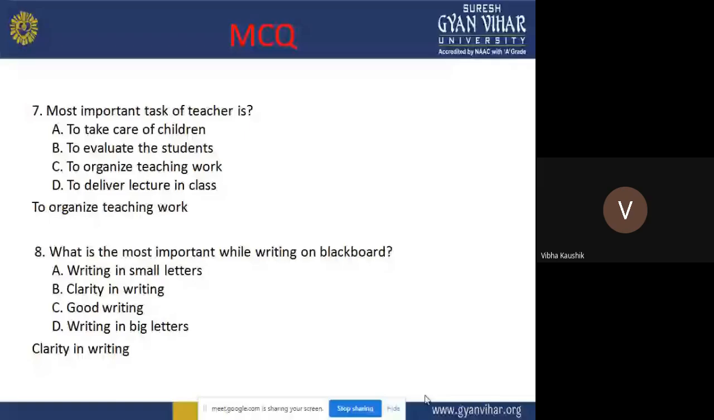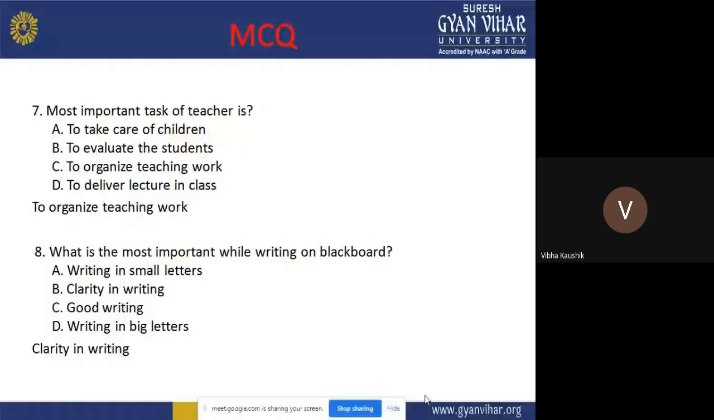What is the most important task of a teacher? Now the options are A, to take care of children. B, to evaluate the students, that we have to evaluate the performance of the student. C, to organize teaching work, that we have to organize all the teaching work in a proper order and in an effective manner. D, to deliver lecture in the class. These are the options, and you have to select the correct one. And the correct one is to organize teaching work.